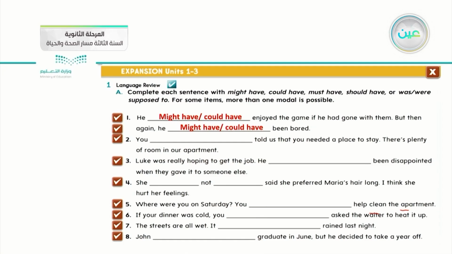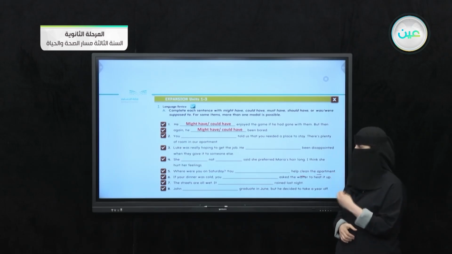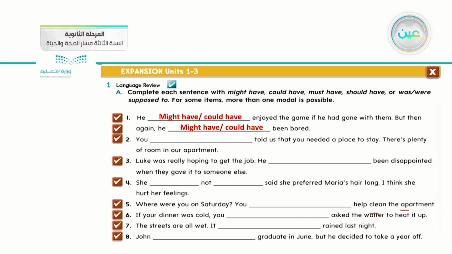Number two, you, space, told us that you needed a place to stay. There is plenty of room in our apartment. So what do you think the suitable past modal is for this sentence? We can use should as the right one. So you should have told us that you needed a place to stay. There is plenty of room in our apartment.